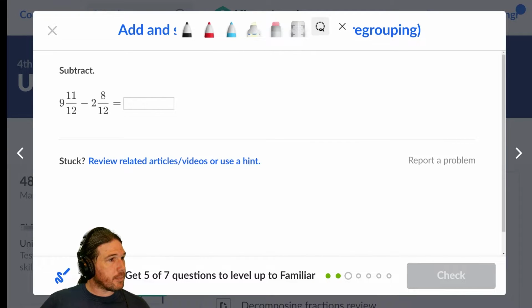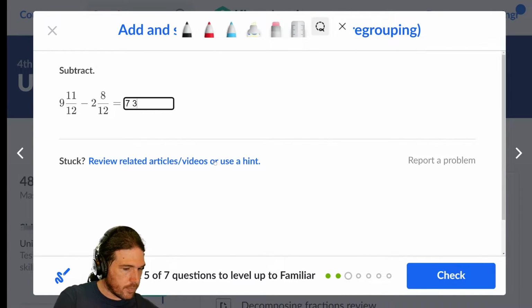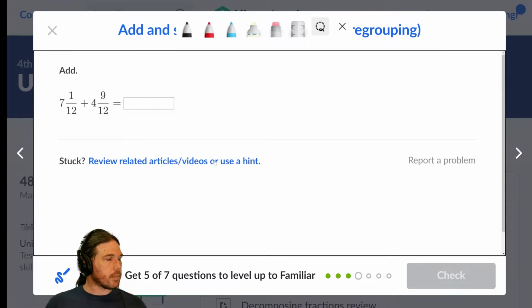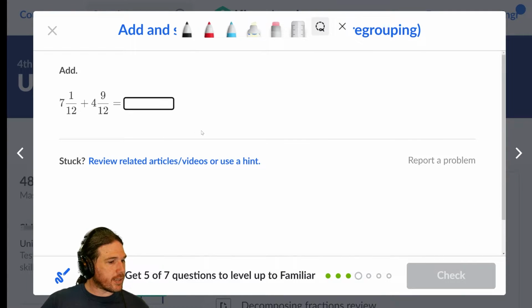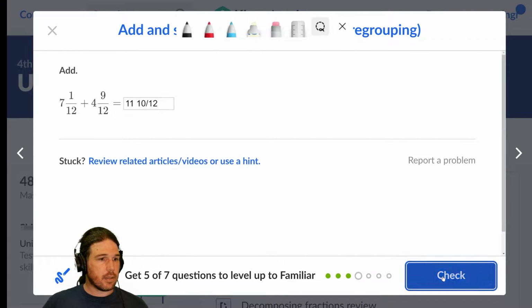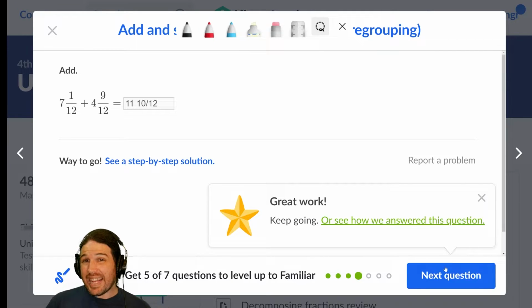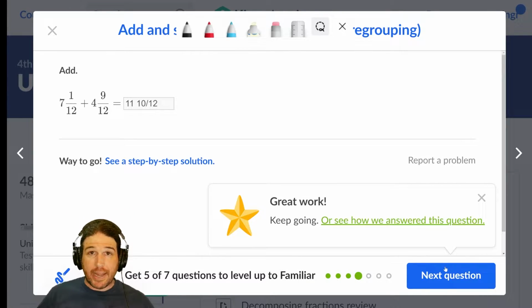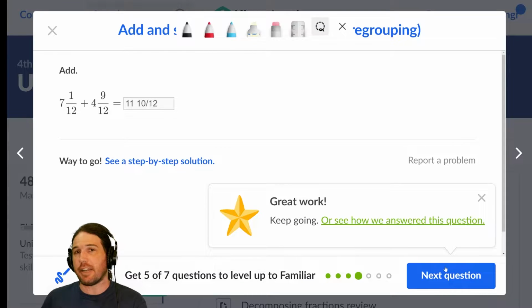7 and 3/12. Seven and 4 is 11. 1/12 and 9/12 is 10/12. You will hear me using the word and rather than plus or minus a lot, because I really want you to get used to the idea that plus and minus really mean the same thing. When I say 3 minus 4, that's the same thing as saying 3 and negative 4. If I say 2 minus 1, that's the same thing as saying 2 and negative 1. So you're going to hear me using that language a lot because I think it will be helpful overall.